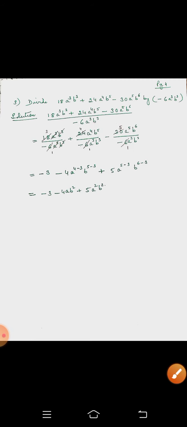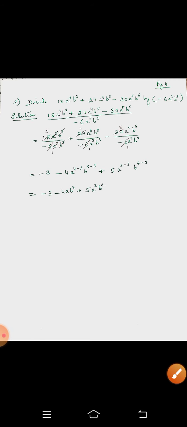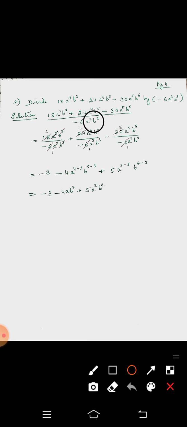After you have written this step, you need to cancel the numbers up and down. In the first set of numbers you see 18 by 6. So 6 ones are 6 and 6 threes are 18. Now the variables you see, up also you have a cube and down also you have a cube. They get cancelled. And you have b cube and b cube, they also get cancelled.